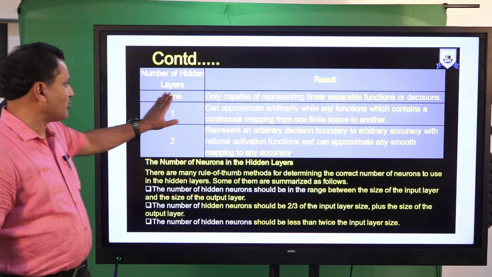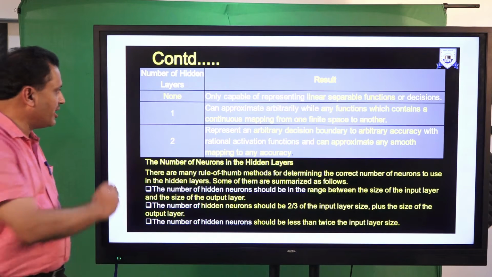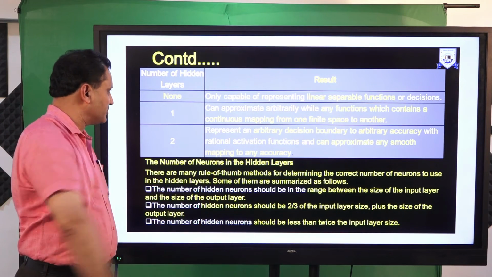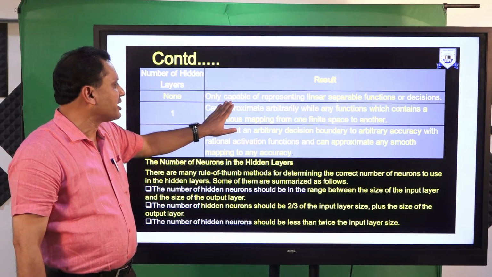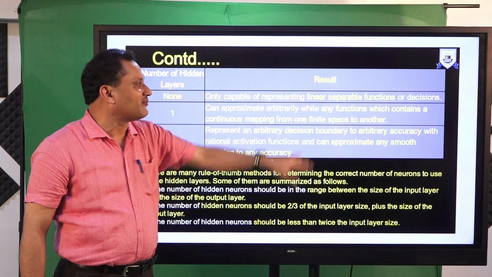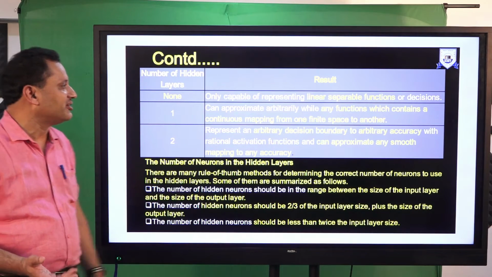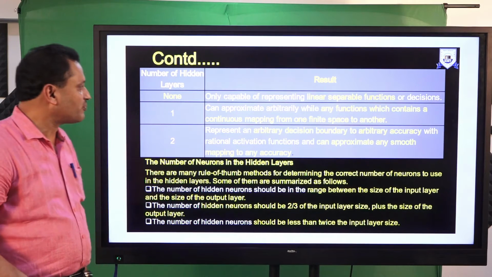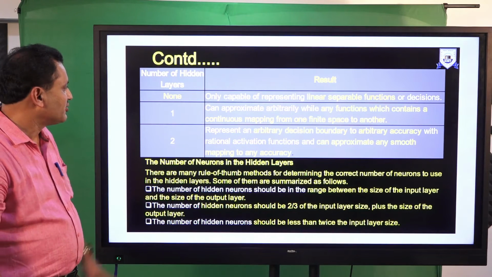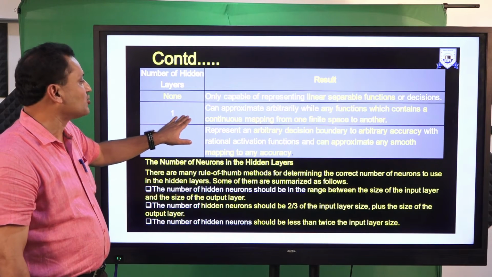If you are not having any hidden layer, meaning you have only an input layer and an output layer, this kind of structure will be capable of representing linearly separable functions or decisions only. So again, the purpose is defeated. If we are not handling the non-linearity of the problem, for what purpose are we using a neural network? So it is suggested that if you are solving an appropriate problem, there should be at least 1 hidden layer.